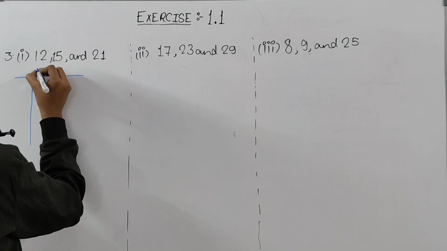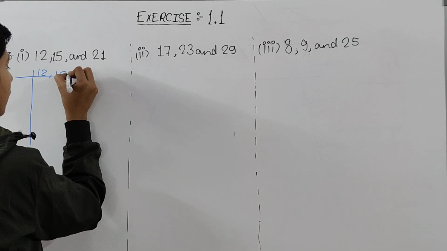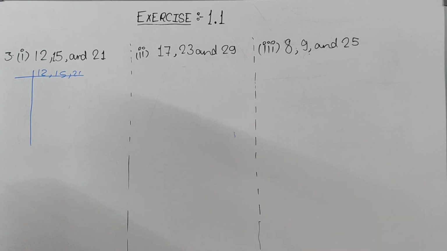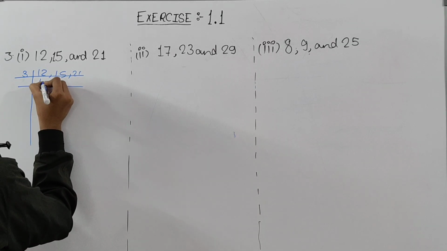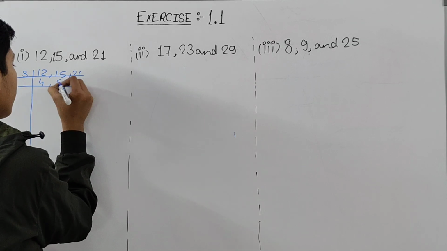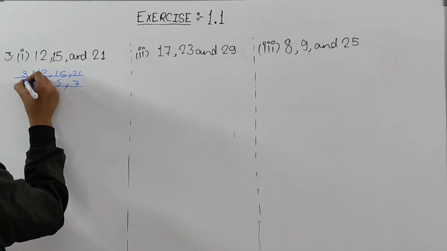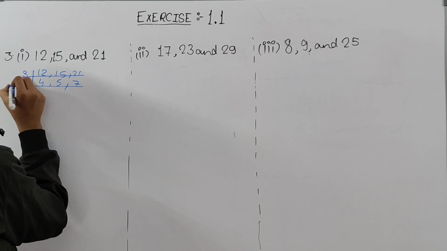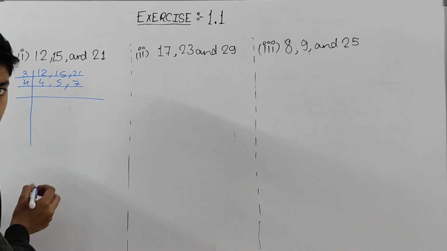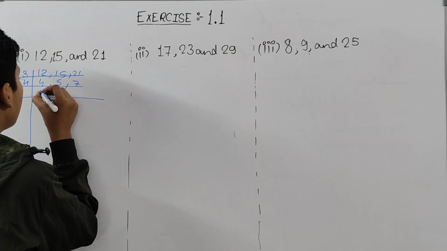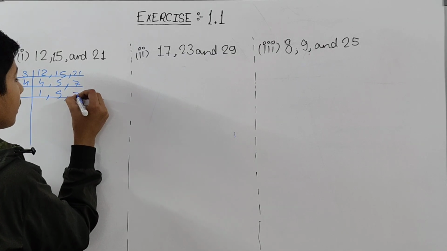We'll take 12, 15 and 21. Now they all are coming in the table of 3. So 3 fours are 12, 3 fives are 15, 3 sevens are 21. So now we'll multiply with 4. These two are not getting divided by 4. So what we'll do? 1, 5, 7.